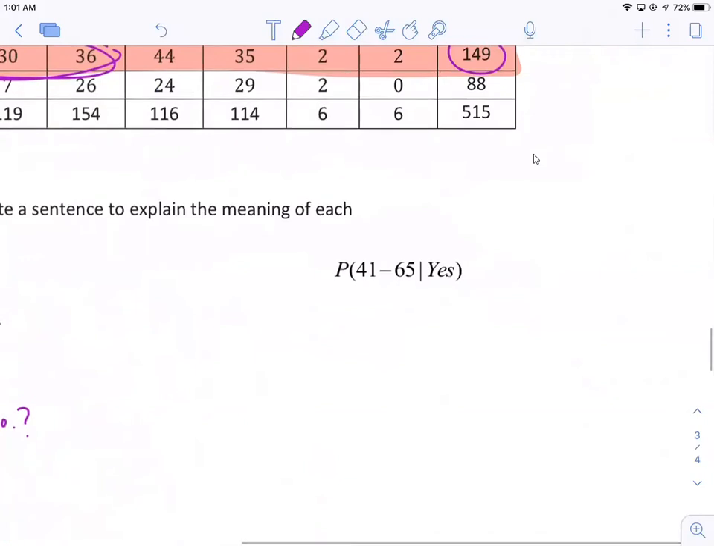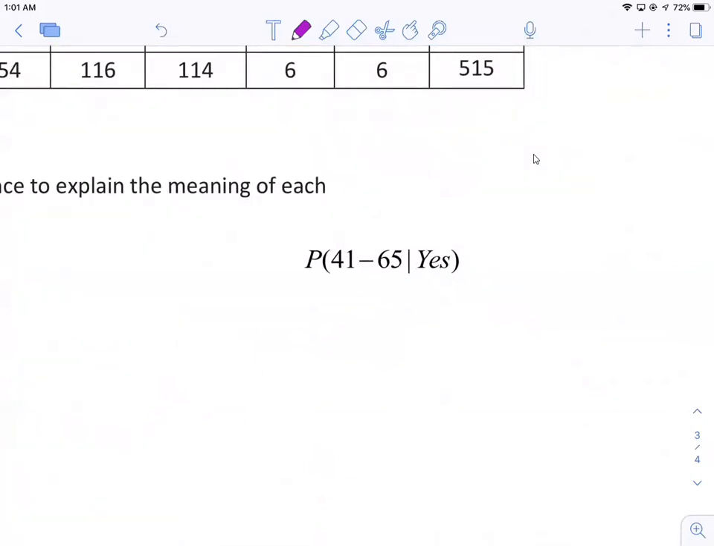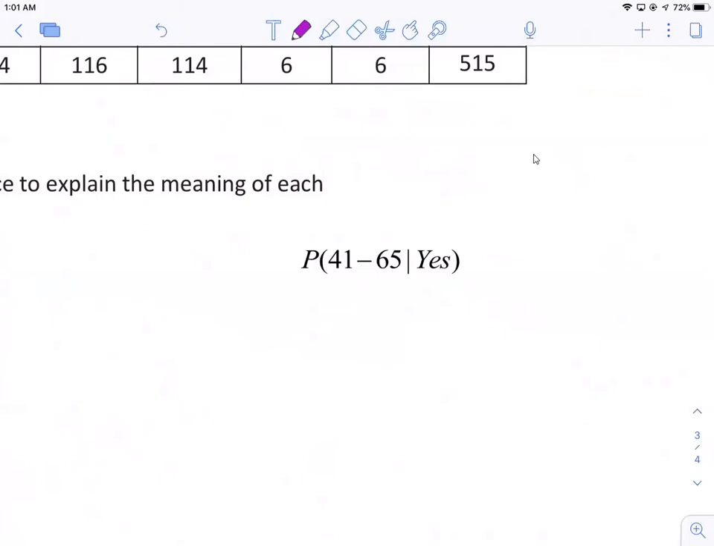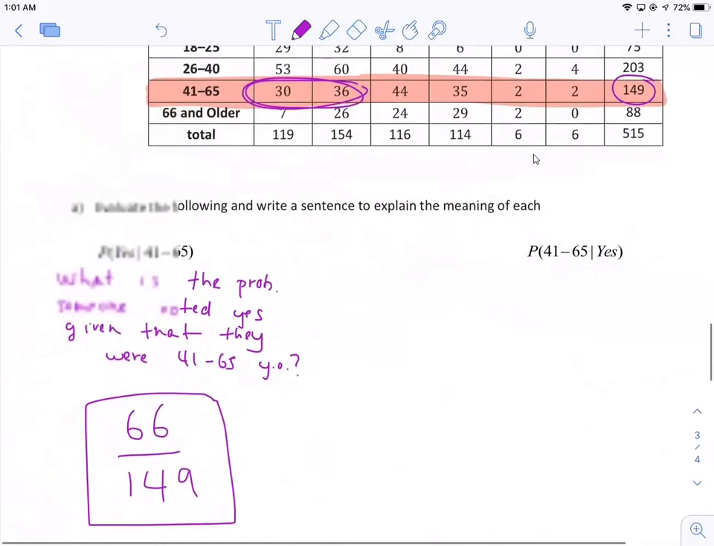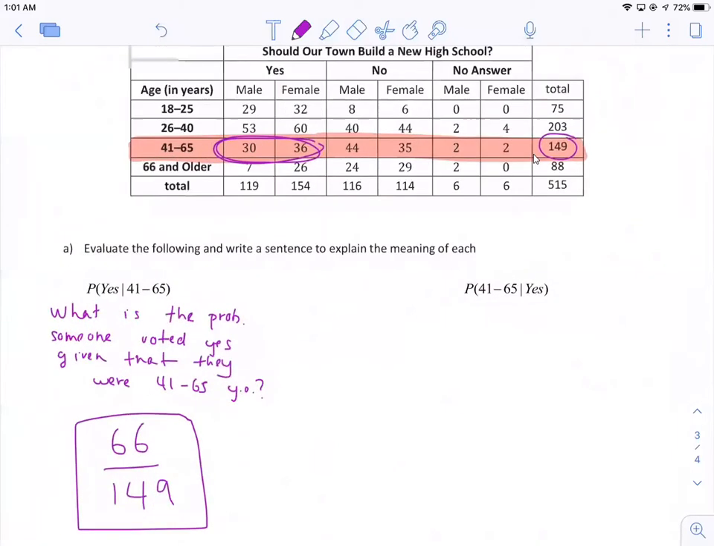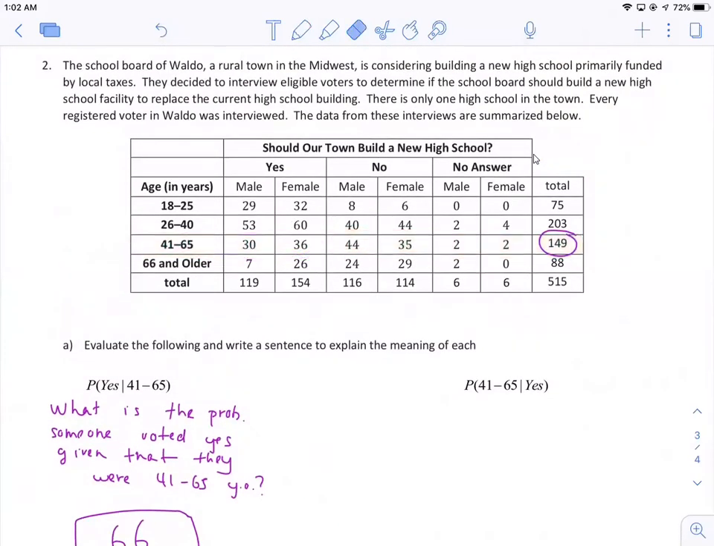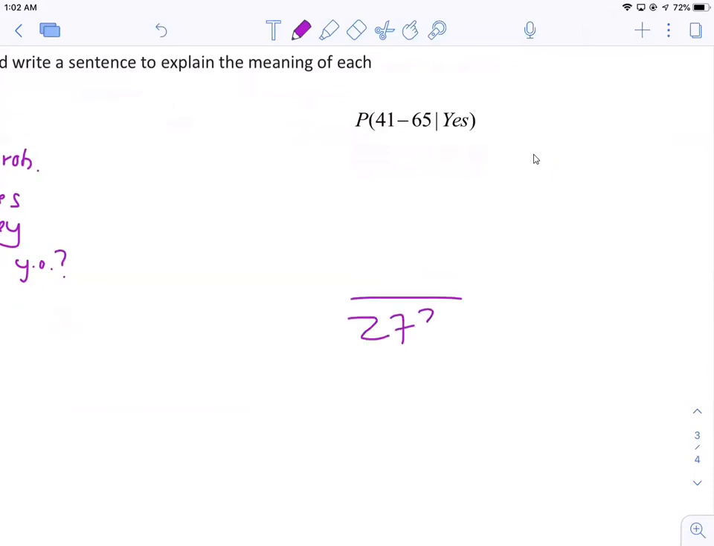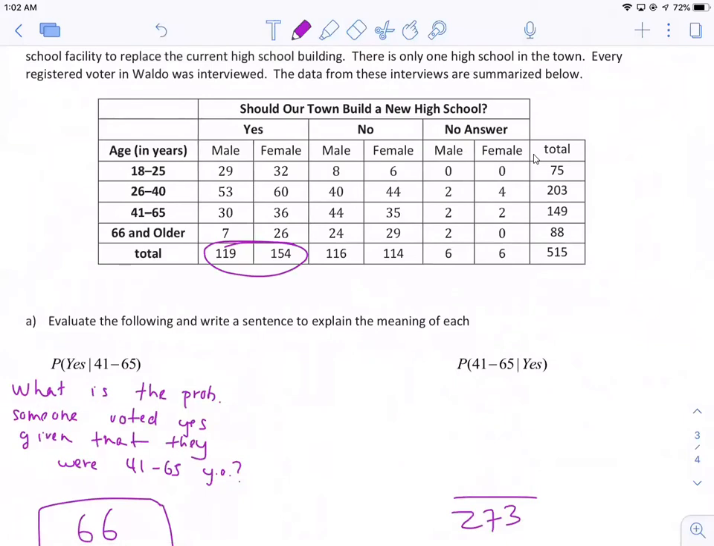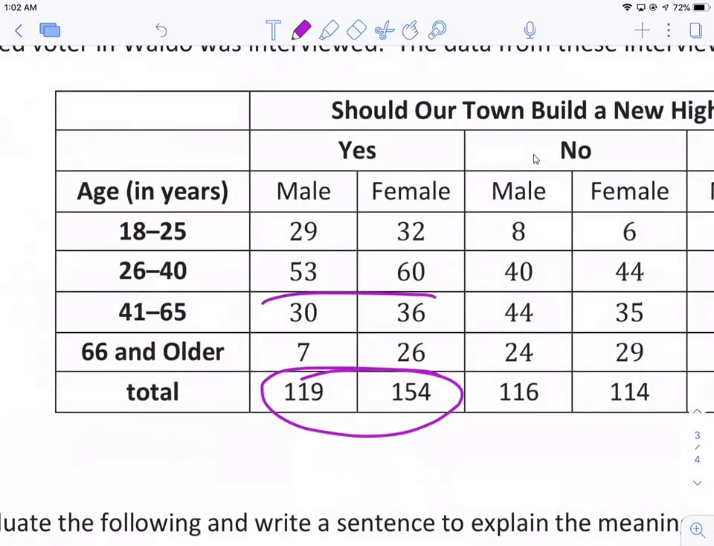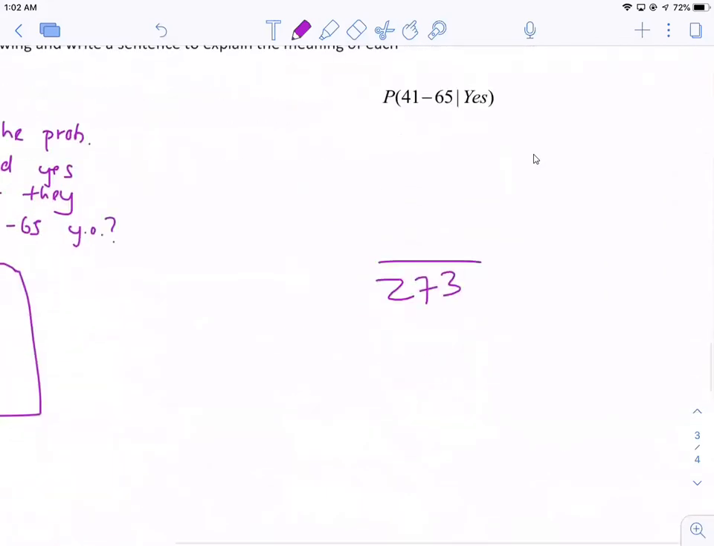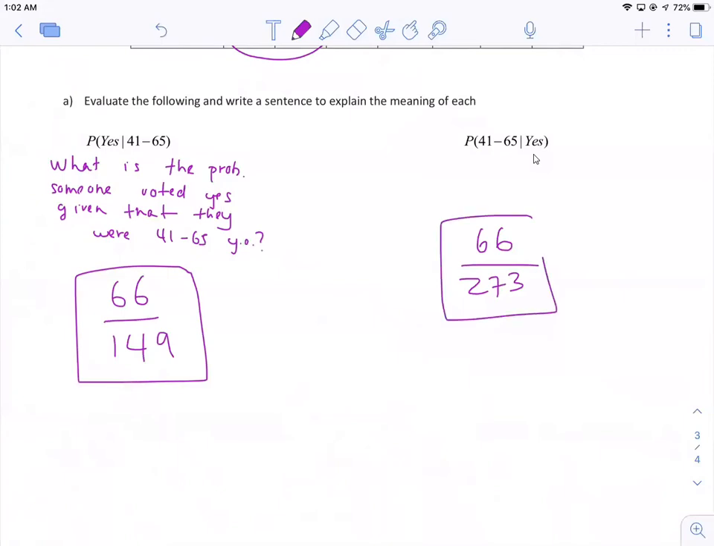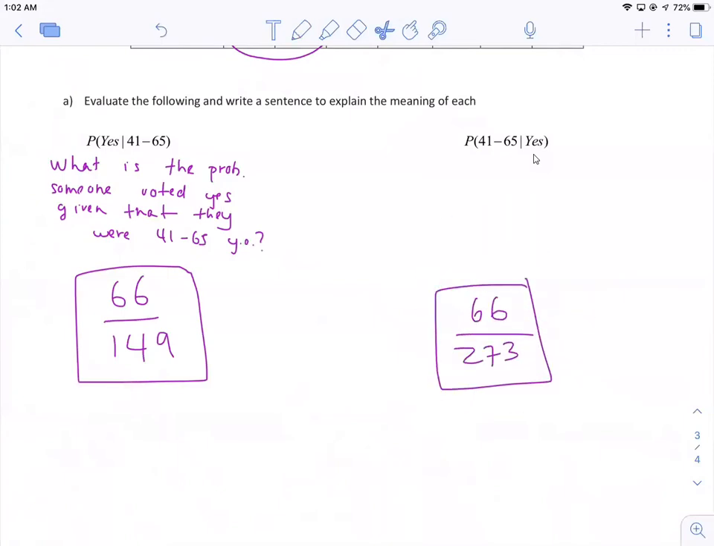But this is: what is the probability that someone who voted yes is going to be 41 to 65 years old? Or what's the probability of picking someone who's going to be in that age group given that they voted yes? So same question here, just switch around the given and the probability you're trying to find with the condition. And so this will be, given that they voted yes, how many people voted yes? That plus that, I think that's 273. And given that they voted yes, how many people were in that age group? 66 of them were in that age group, so 66 out of 273. All right, so again, as you can see, very different numbers.